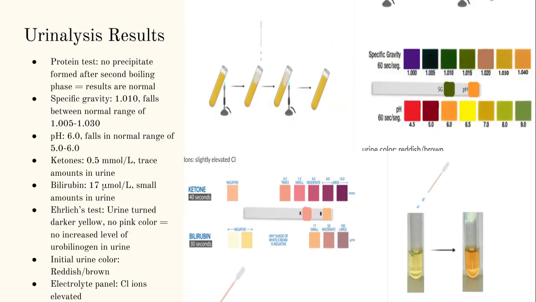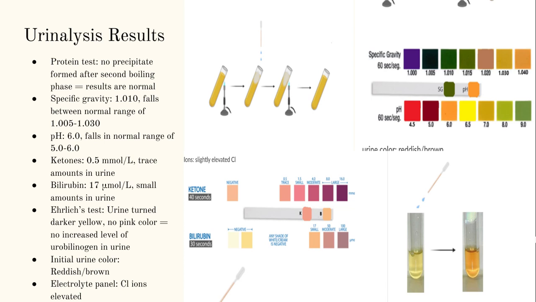And these are our results. For the protein test, we can see that a precipitate was formed at first, but after adding the acetic acid and boiling it again, there was no precipitate left. So the results are normal for that.